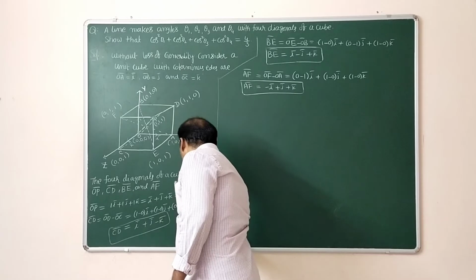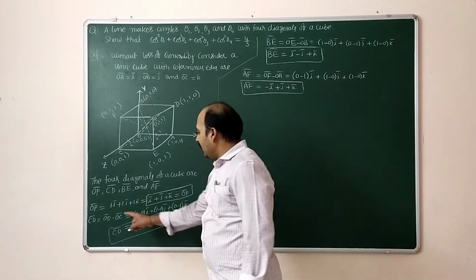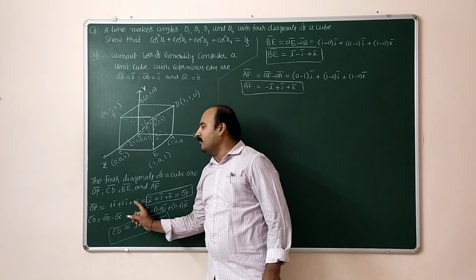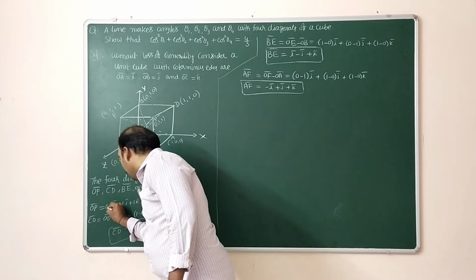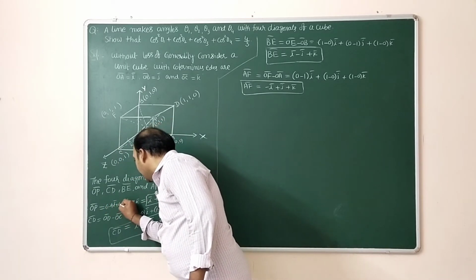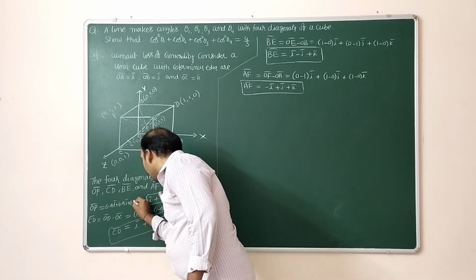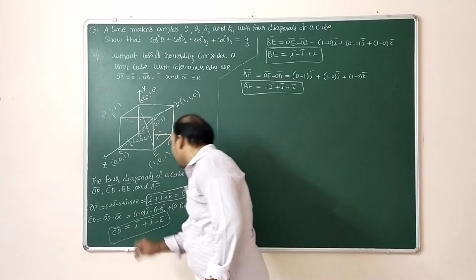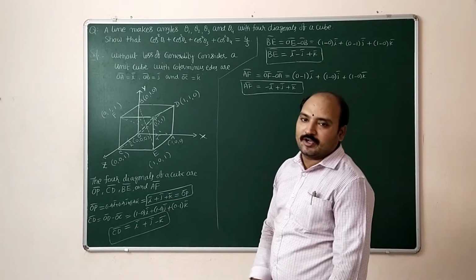Here also this is the OP bar vector. Even here also 1 minus 0, 1 minus 0, 1 minus 0. If you want clarity, we can write it. So I plus j plus k is OP. So 4 diagonals we got.